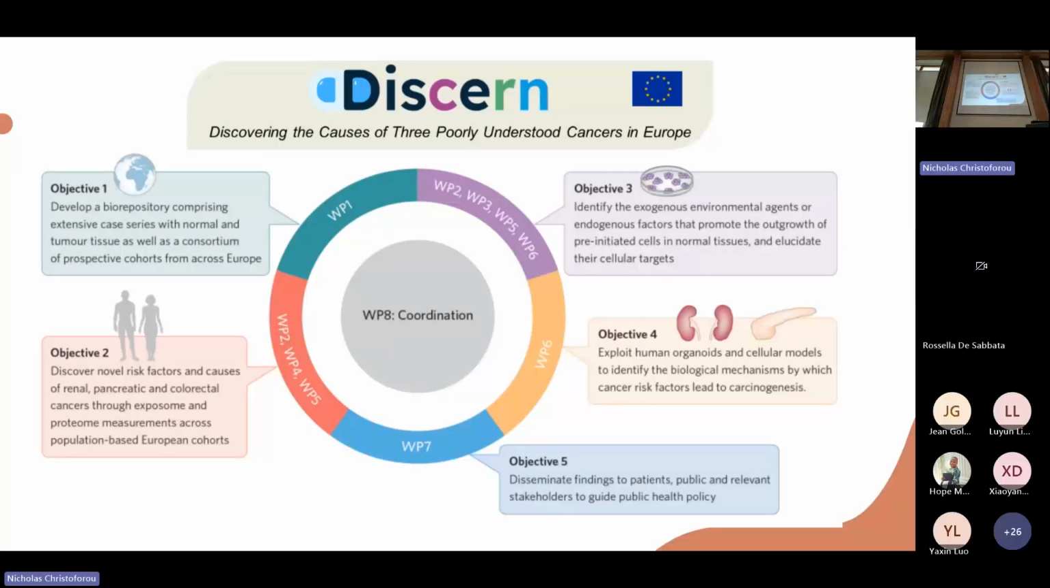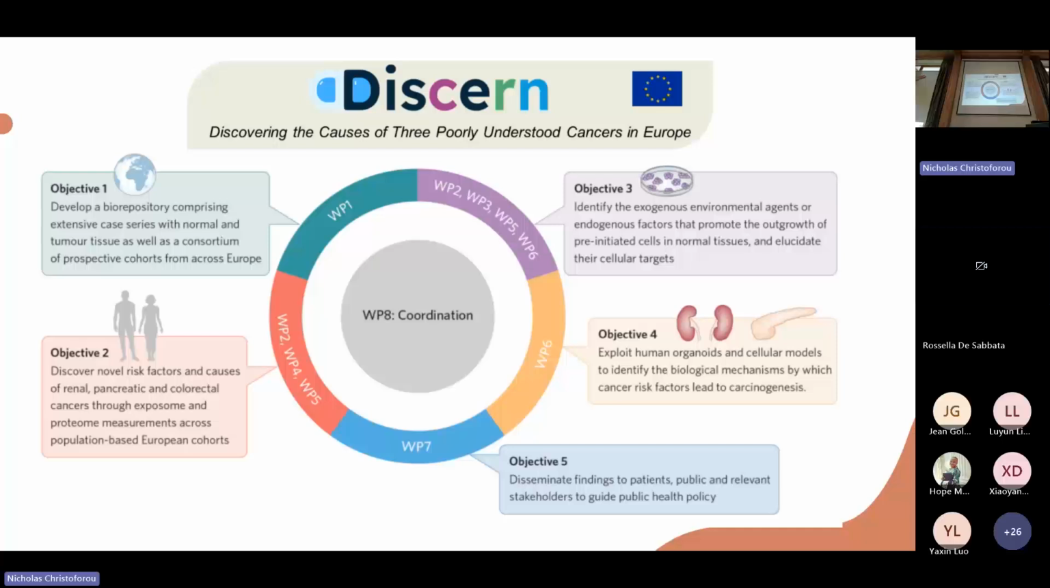And then in objectives 3 and 4, we take this through to the laboratory. So for findings from some of the epidemiological studies, if we identify, for example, a particular compound from the human studies which seems to be associated with pancreatic cancer, we take that into experimental models within the lab and see what it's doing to pancreatic organoids, for example. Can it help us understand mechanistically how that particular compound is playing a role in pancreatic cancer development?